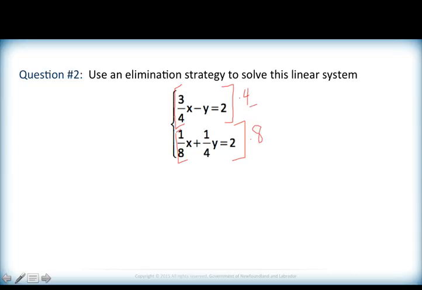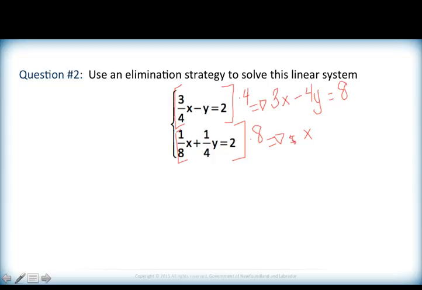So we're going to change our equations first. So we have 3 times 4 is 12, divided by 4 is 3x. Negative 1 times 4 is negative 4y. And 2 times 4, it'll be 8. You have to make sure you multiply every term of the equation by 4. Doing the same process in the second equation, 1 times 8 is 8. Divided by 8 is going to be equal to x.